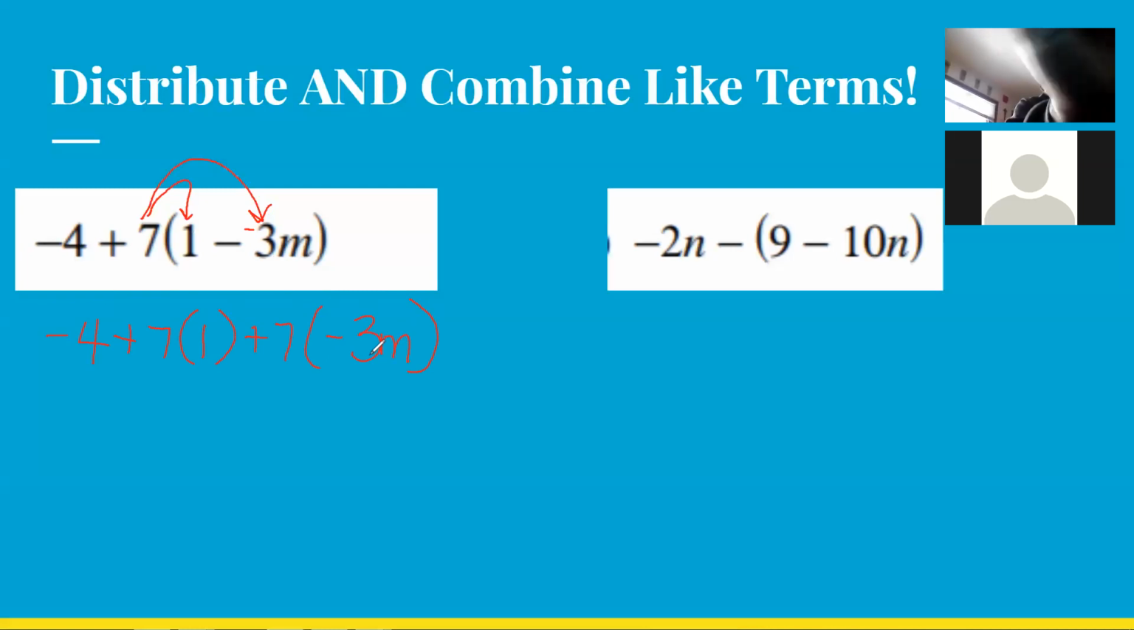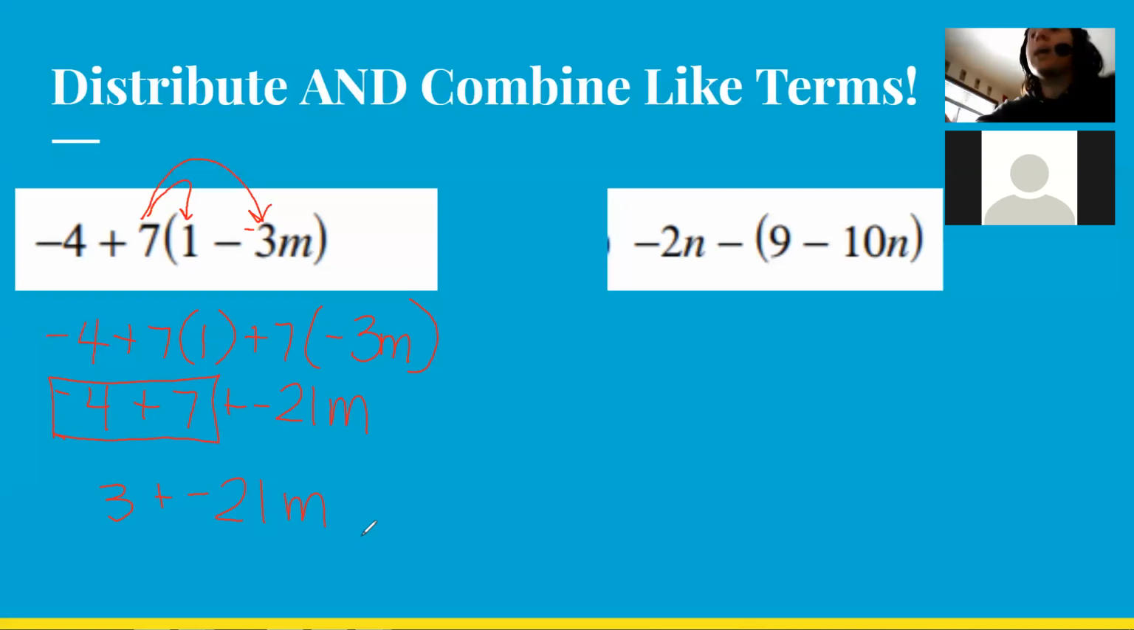Okay, very good. So Emma is saying 3 plus -21m. So we do our multiplication. And then we have to combine our like terms. Very good.